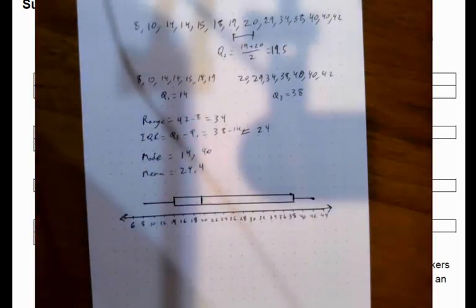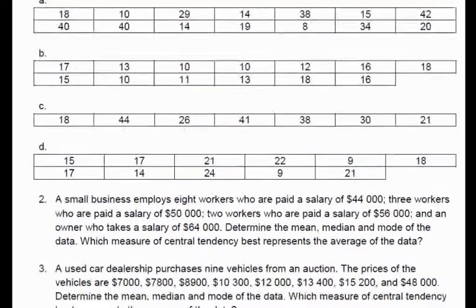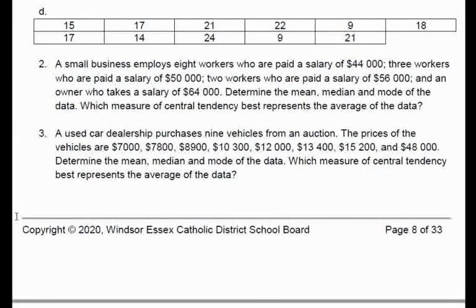Let me go through the next few problems here. So question 2 and 3. Here it says a small business employs 8 workers who are paid a salary of $44,000. 3 are paid $50,000. 2 are paid $56,000. The owner takes a salary of $64,000. So we're asked to determine the mean, the median, and mode of this data, and which measure of central tendency best represents the average of this data.